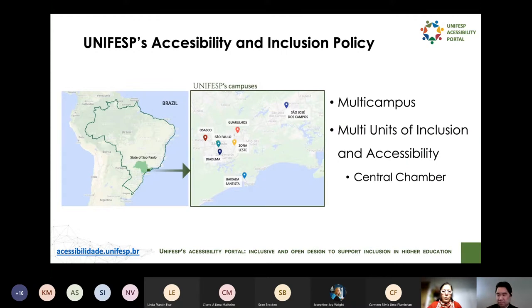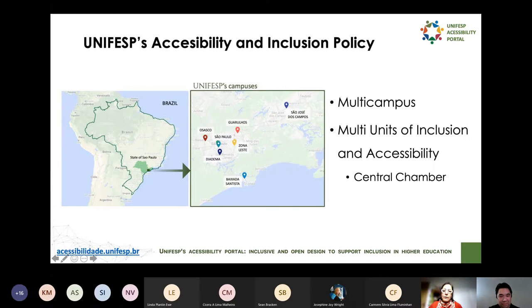So, just coming back to what Professor Leandro already said, UNIFESP is a multi-campus university. We have the central board in São Paulo, where the university was born, and then we have different campuses. My campus is about 100 kilometers from São Paulo, close to the beach, close to the shore.